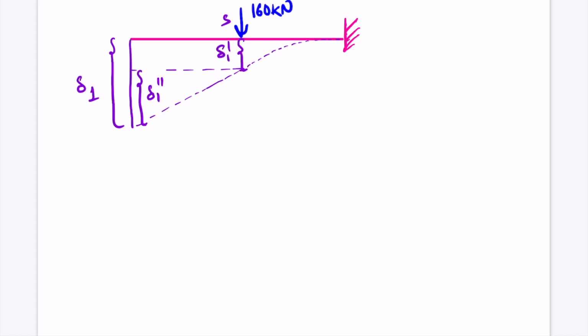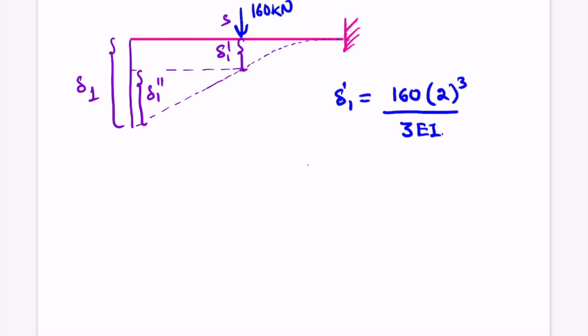So delta 1 can be found out using delta 1 dash will be PL cube by 3EI, which is the standard deflection formula of a cantilever beam under point load. Okay, so the formula is PL cube by 3EI. So what is the value of P? It is 160. What is the length here? It is 2. Divided by 3 EI, right?